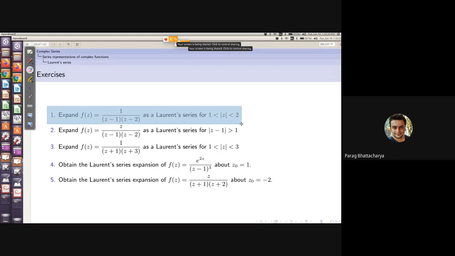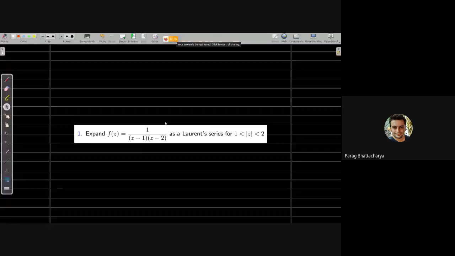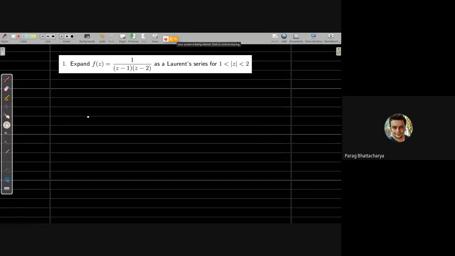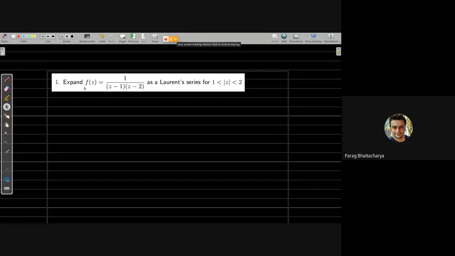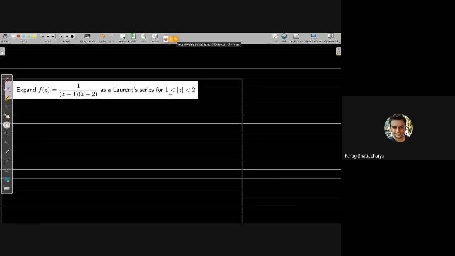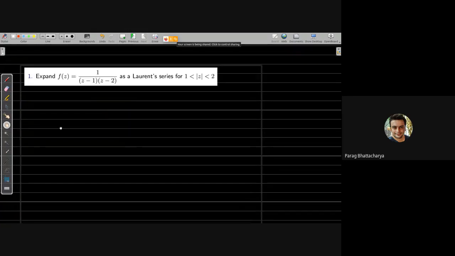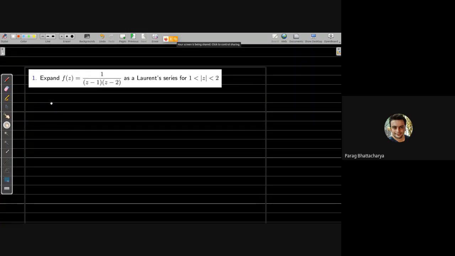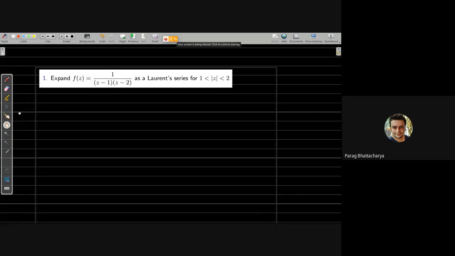Problem number 1. Question number 1 is this: we expand f of z, which is equal to 1 by (z minus 1)(z minus 2), as a Laurent series over this range of values of z. First things first, how do we go about solving these problems? Whenever you are asked problems like this, we can use two geometric series expansions, two very useful results that you are already familiar with.